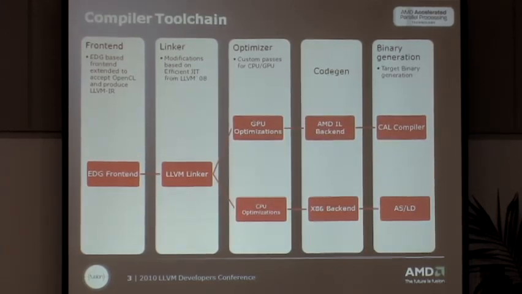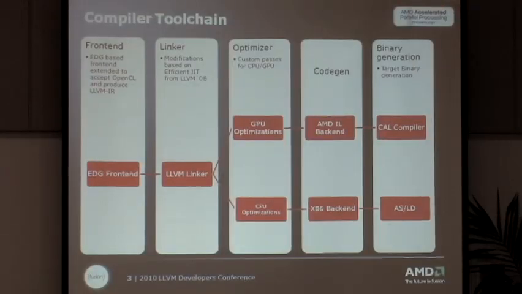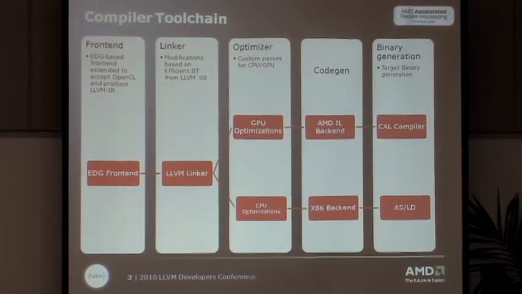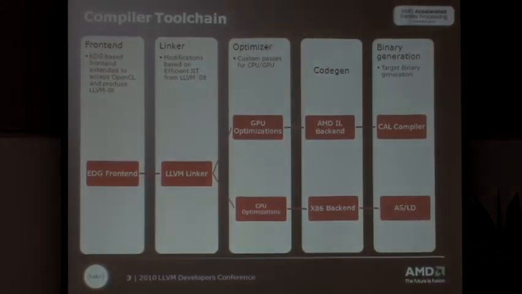After the linker, we split off into the optimizations. The GPU optimizations and the CPU optimizations are two separate paths in our compiler, and I'll go into a little bit about how they are different and what we do there. And then I'll go into the backend. So our two code gens: we have the AMD IL backend, which is an in-house product that we've been working on for a little over 2 years, and then we have the x86 backend, which is from LLVM core. And then we have the binary generation. For the target binary generation, we have the CAL compiler, which is from the OpenCL Stream SDK, and for the x86 side, we have AS and LD.